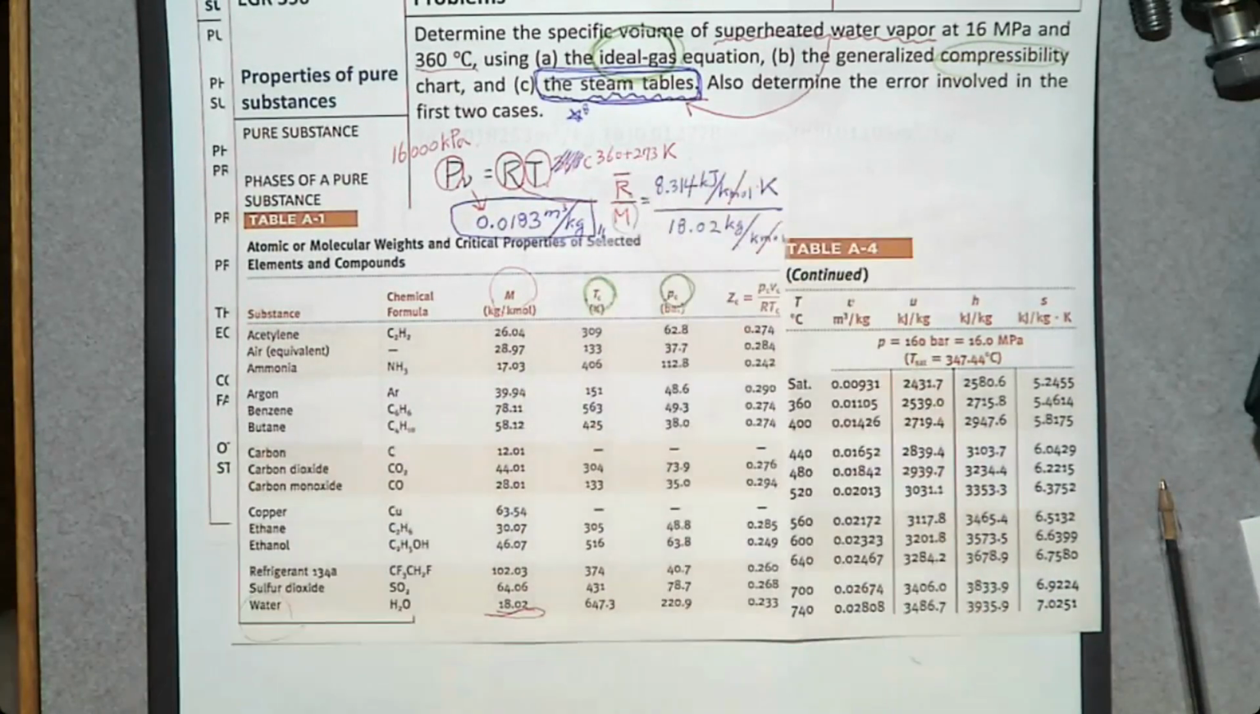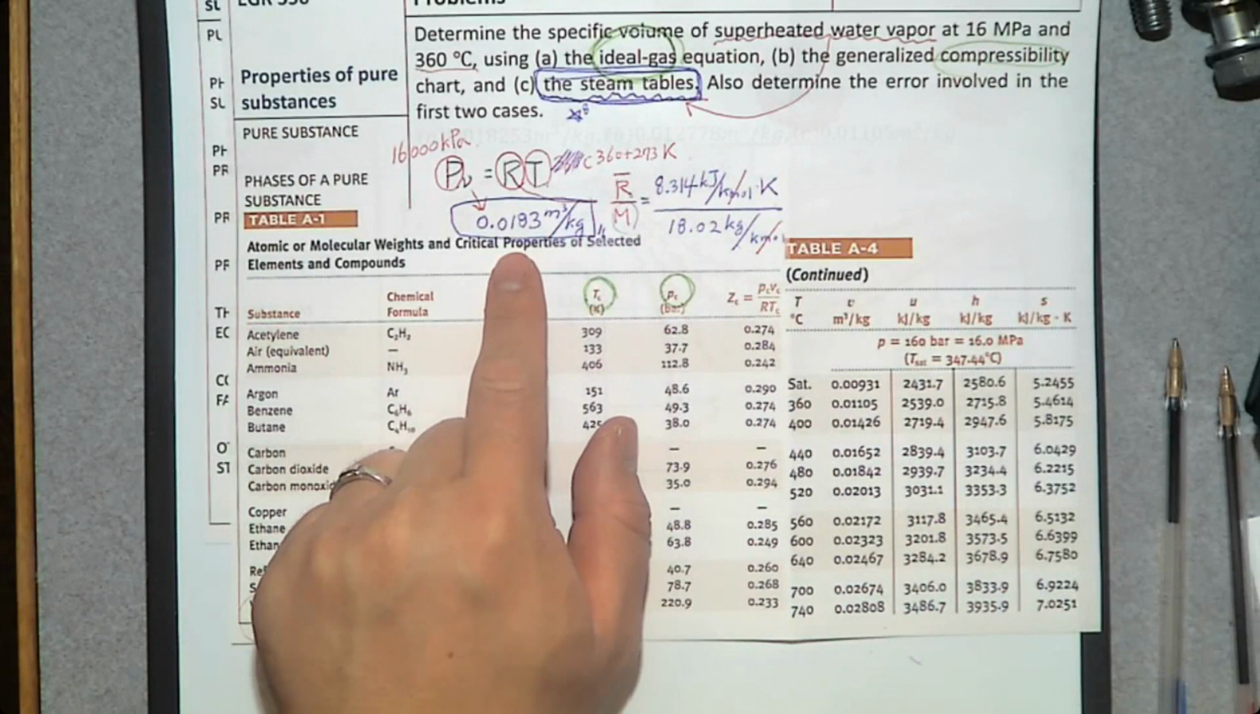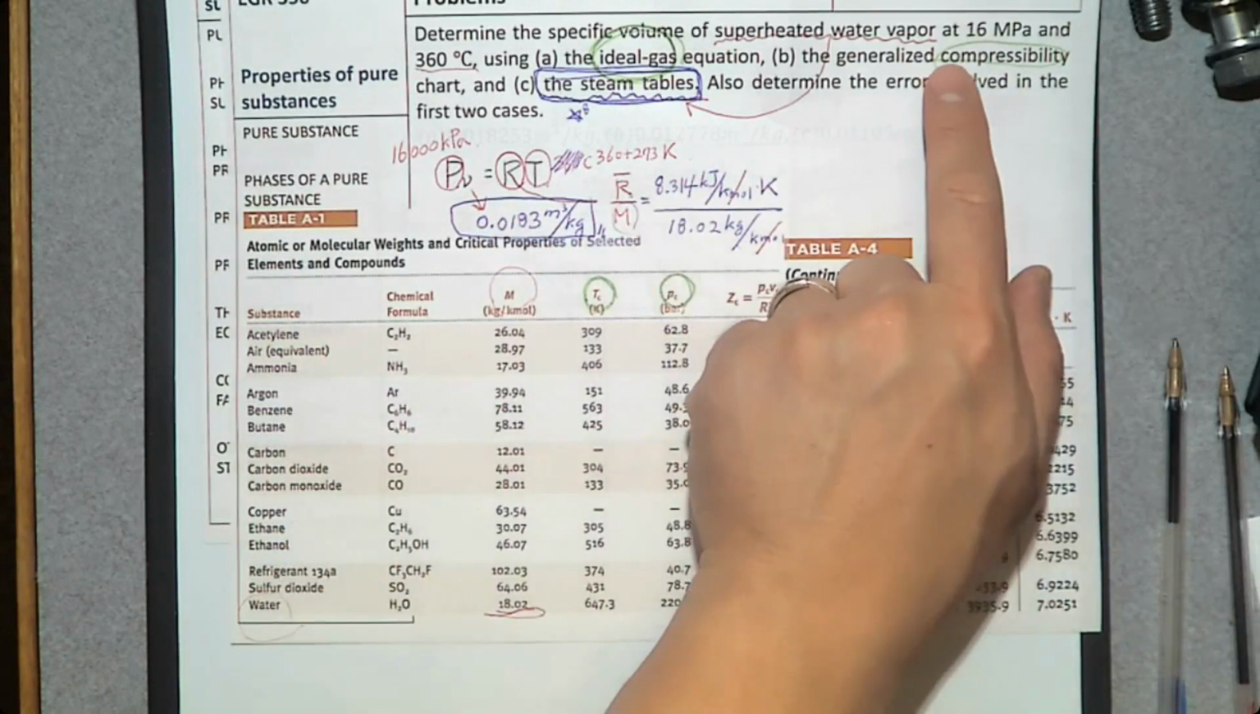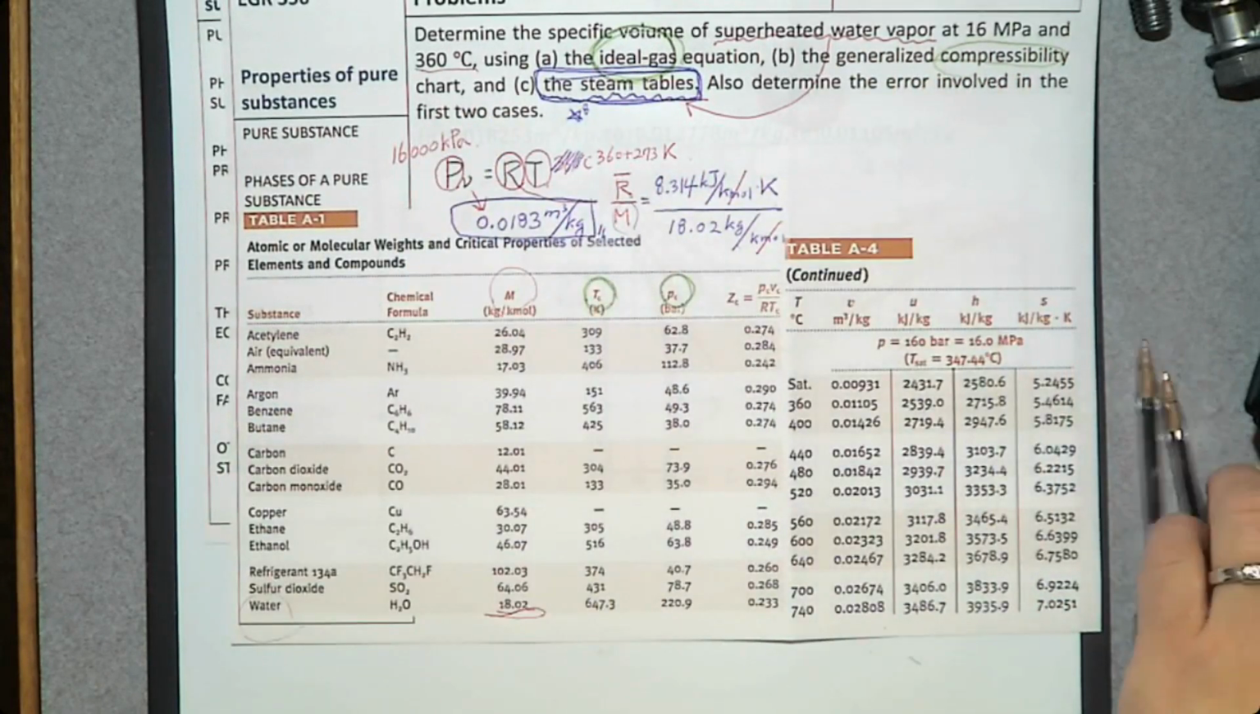This is incorrect because we cannot use the ideal gas equation for water. But we just used it to show how much error we get if we use the ideal gas equation for water. So this one must have a lot of error. So let's reduce that error by using the compressibility chart. So how can we use the compressibility chart?